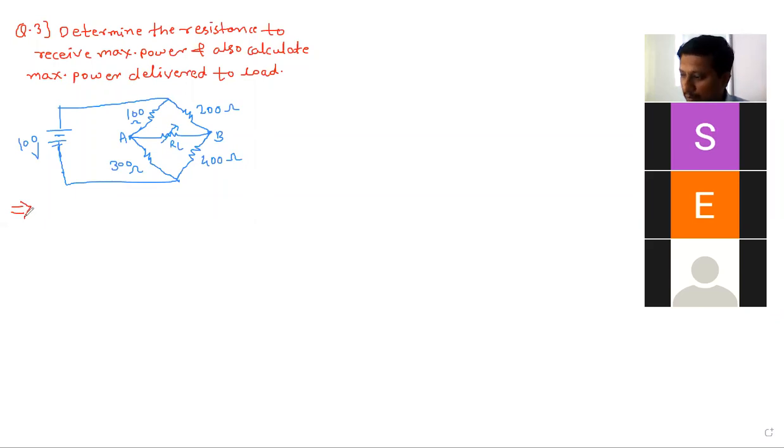How to start to solve such type of example? First of all, we have to write which theorem we have to use. Maximum power transfer theorem. In exam, don't write shortcut. You can write in full form. Maximum power transfer theorem like this.